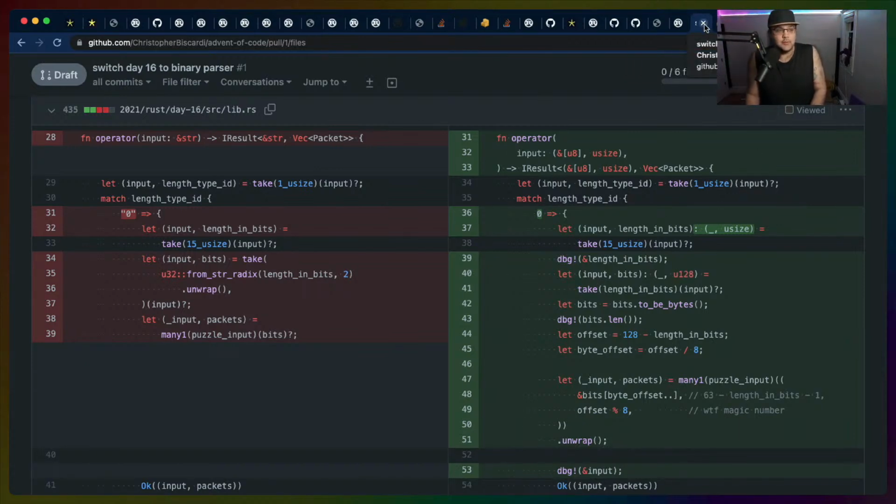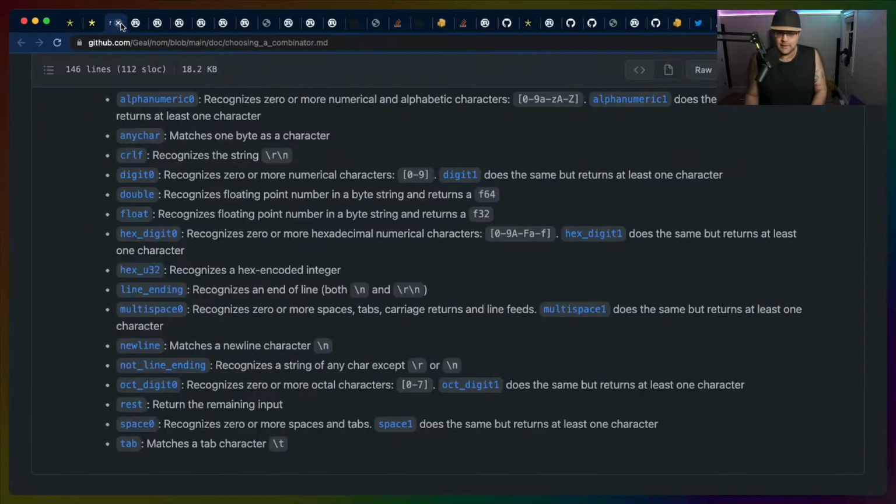So maybe I'll have that done tomorrow. I don't know. I'm getting my booster shot today, so I'm not making any promises about anything this weekend.